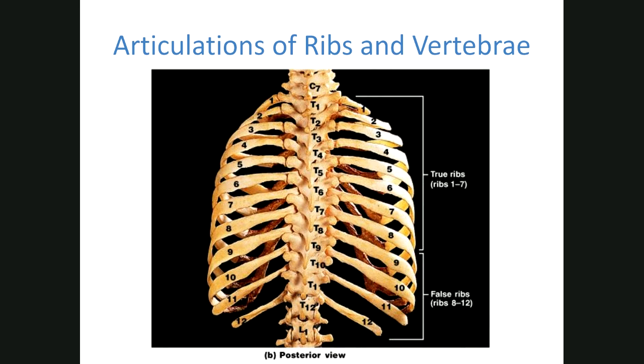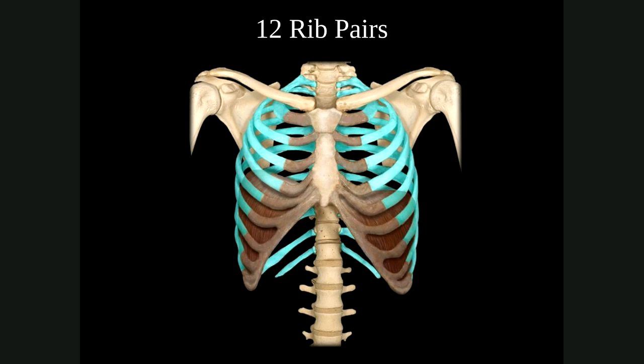So here you can see 11 and 12. They come off of the vertebrae, but they attach onto nothing. Ribs 8, 9, and 10, their costal cartilage attaches onto 7's costal cartilage. So we call those vertebrochondral. Going back to this one right here, you can see here's 11 and 12. They have no cartilage, but 10, 9, and 8, all their cartilage attaches directly onto rib 7's costal cartilage.